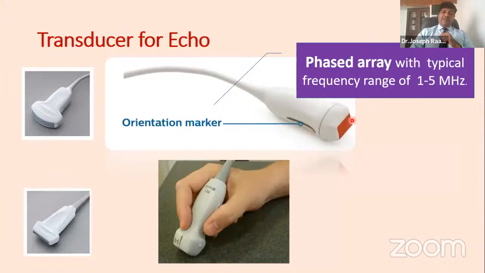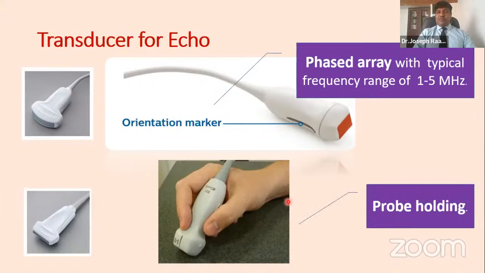The one important thing you need to know in this is the orientation notch, either as a groove or as a small knob. This plays a very important role, because for an echocardiogram, the positioning of this orientation marker defines the image which is going to be generated. The second thing is holding the probe. How are you going to hold the probe? This is the way you have to hold it: like holding a pencil, and your palm should be touching the patient so that a firm pressure can be applied.